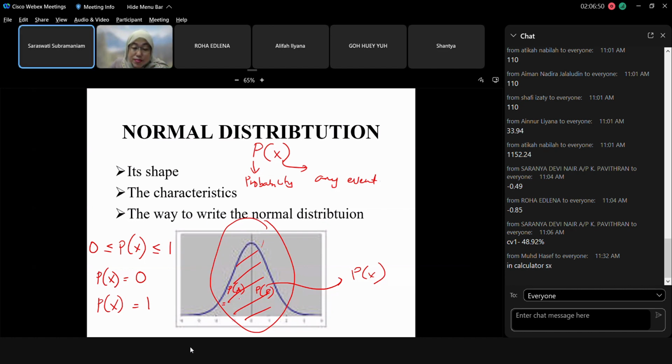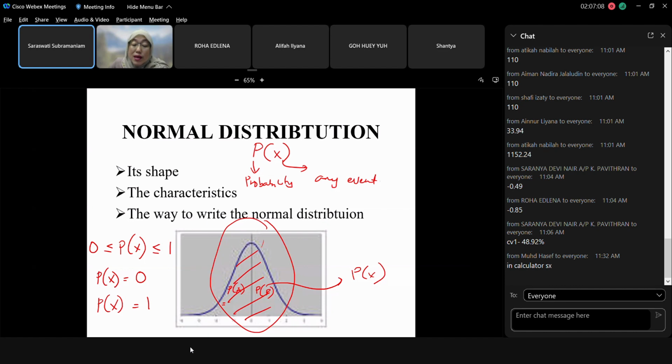Doctor, I didn't get it. Sorry. Okay, probability. Oh, so okay, equal to... Oh, doctor is asking, is it equal to 0 or 1, something like that?